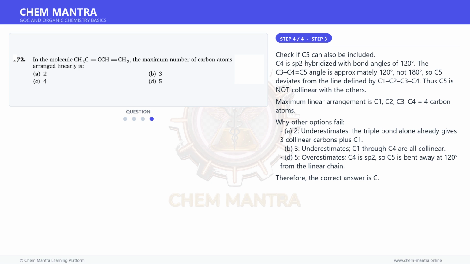Why other options fail? A. 2 underestimates. The triple bond alone already gives 3 collinear carbons plus C1. B. 3 underestimates. C1 through C4 are all collinear. D. 5 overestimates. C4 is sp2, so C5 is bent away at 120 degrees from the linear chain.